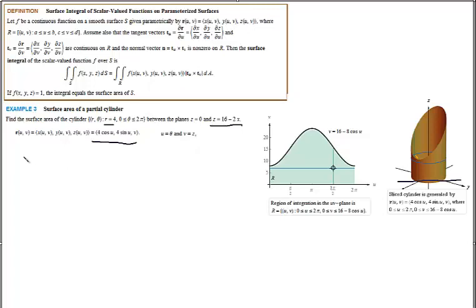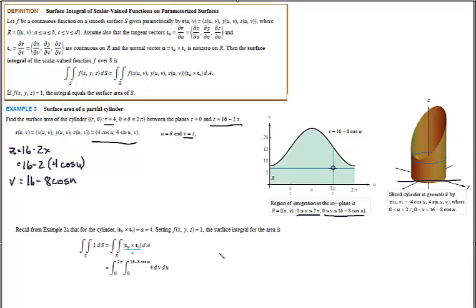Well, I note that z equals 16 minus 2x, and I know that x is 4 cosine u. So I'll just substitute that in. I'll say 16 minus 2 times 4 cosine u. And once I do that, I will get 16 minus 8 cosine u. And I know that v equals z, so this is going to be my v. That means, and you can note here, u varies between 0 and 2 pi, and v varies between 0 and 16 minus 8 cosine u.